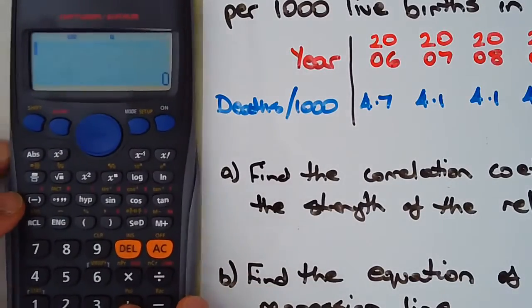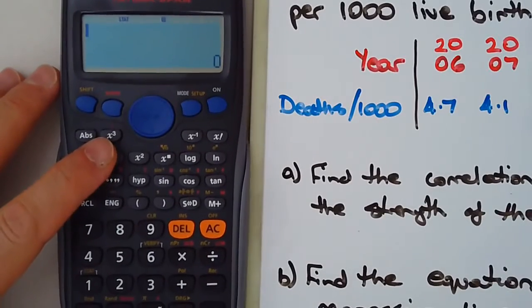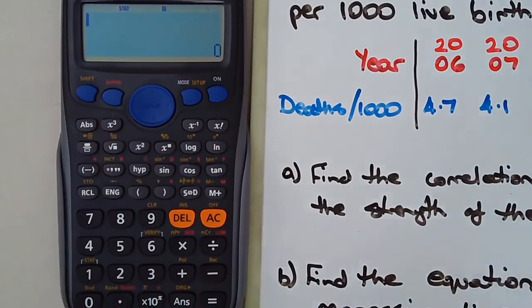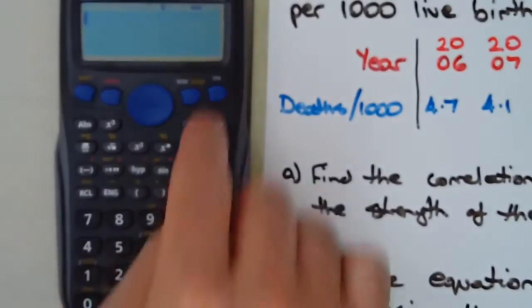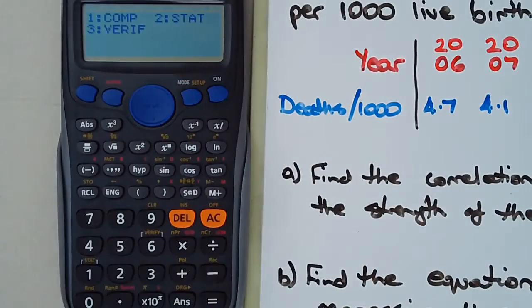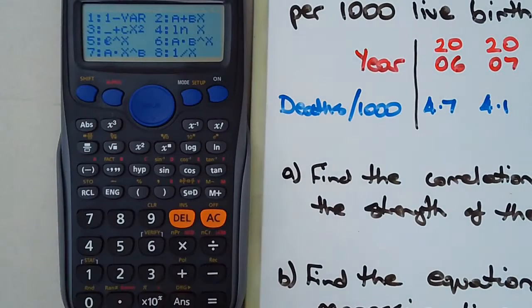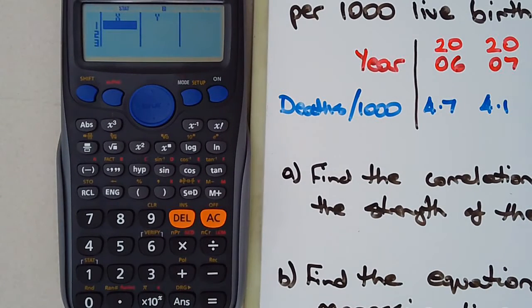Hopefully you can see that. Just zoom it in there. Remember how to get into stat mode? It already is, but I'll just look it up. Mode, number 2 for stat, and number 2 again. So Mode 2 gets it into the bivariate data mode, or regression mode.